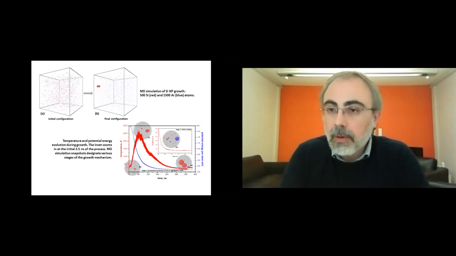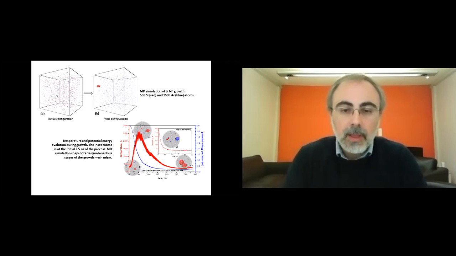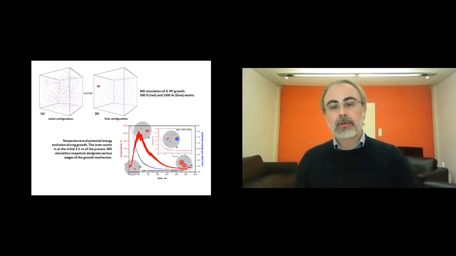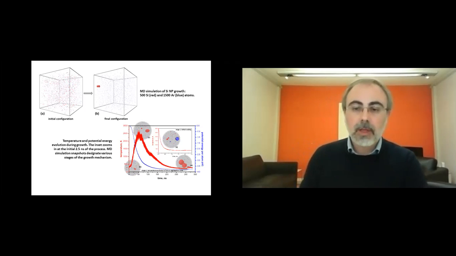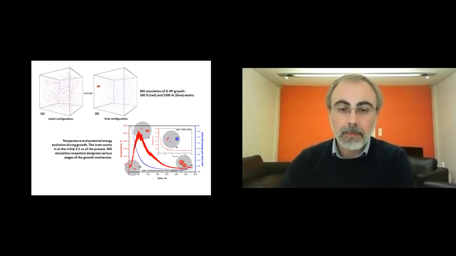So this is what the simulation looks like in terms of visualization, but we also use diagnostics to figure out what's going on during this process. Two of the main diagnostics we use are the temperature and the potential energy per atom. In this graph, you can see the temperature in red, and this inset shows the initial cooling, the first 2.5 nanoseconds.